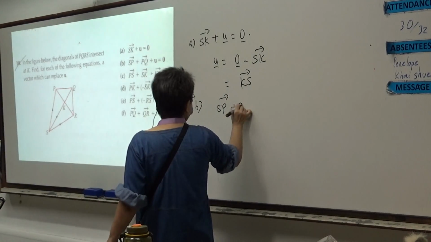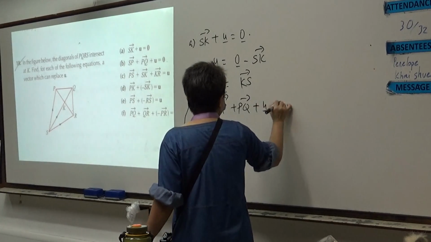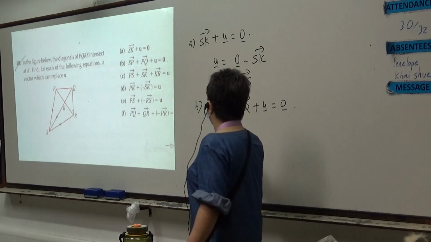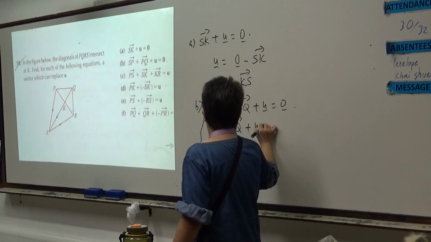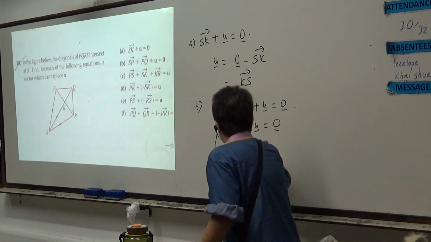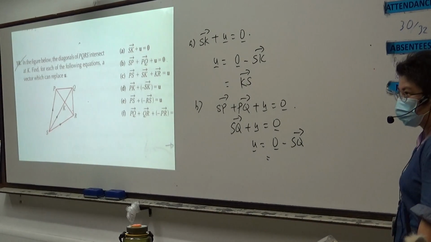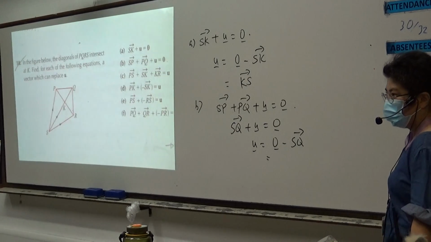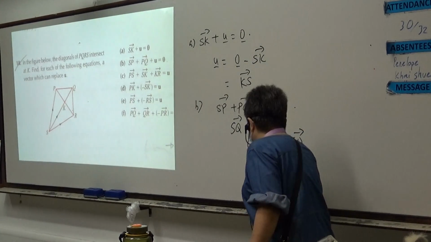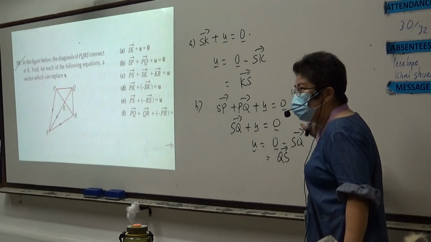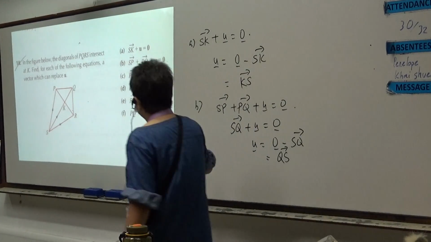ST plus PQ plus U equals 0 vector. Now I want to simplify this first. What does it mean? Right? What is this? Minus SQ is the same, but yes. Are you okay? I'm trying to get you used to this notation first. Okay? Part C.